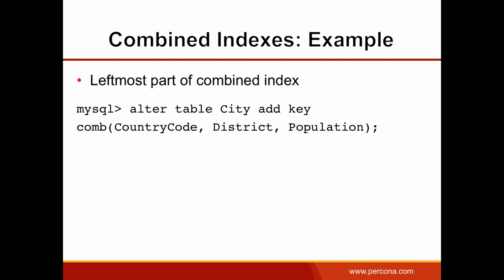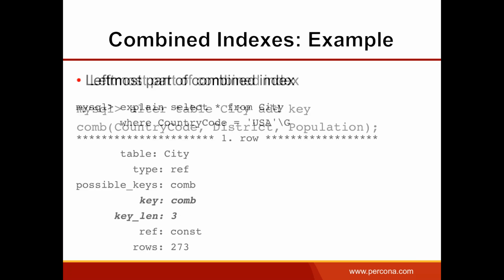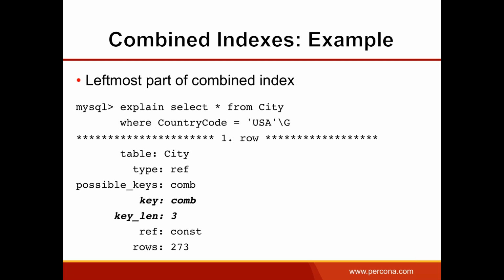Now, what MySQL can do is use the leftmost part of the combined index. So in MySQL, you can create a combined index and specify multiple fields in it. In this particular example, I create a combined key on the country code, district, and population, and I name it comp. This doesn't mean anything. It's just a name to distinguish it from other keys. So let's see how it works.